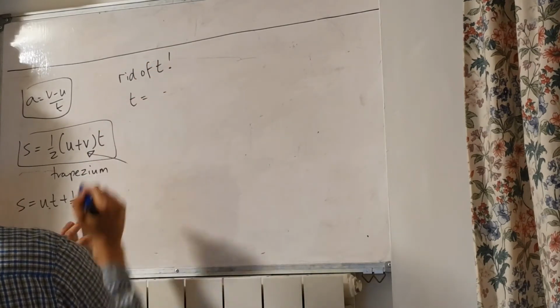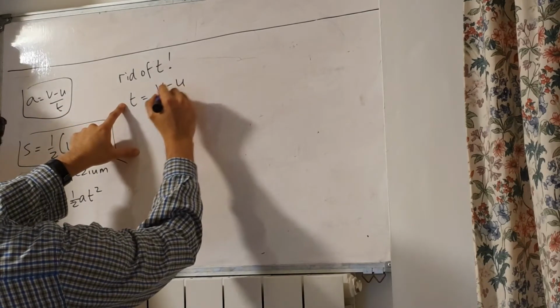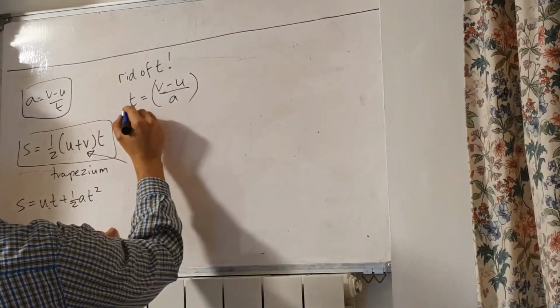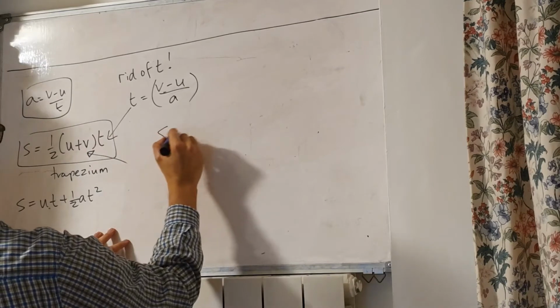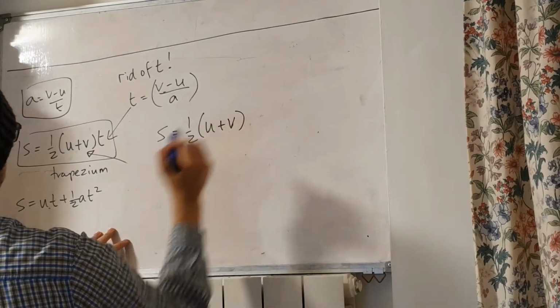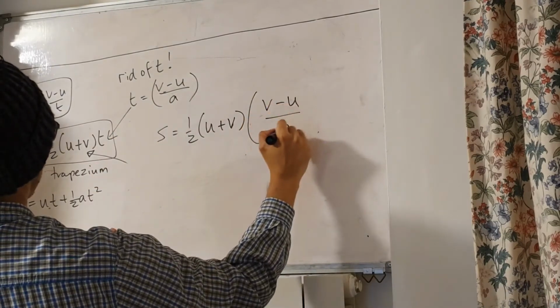So we need to get rid of t. So we're going to change the subject to t. So t is equal to v minus u divided by a. And then I'm going to put that t into the trapezium equation. So substitute the t into that equation. So s is equal to half brackets u plus v, close brackets, and then v minus u over a.